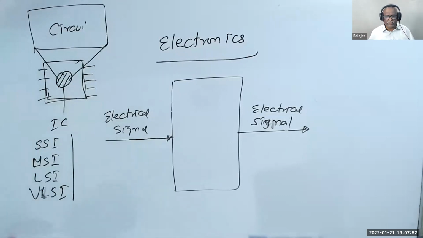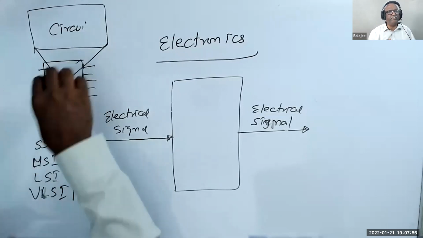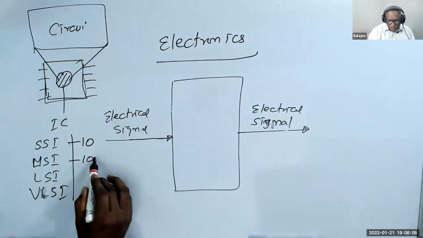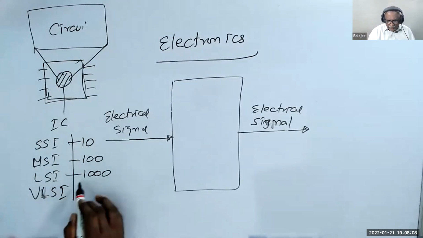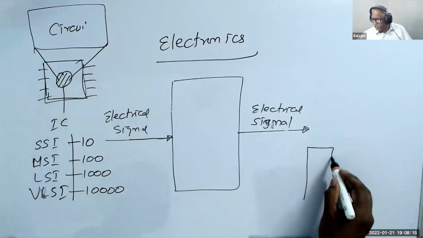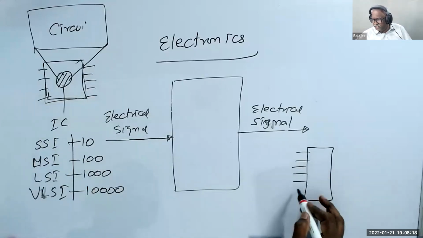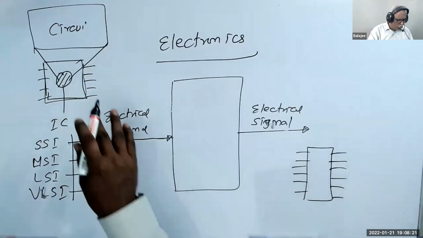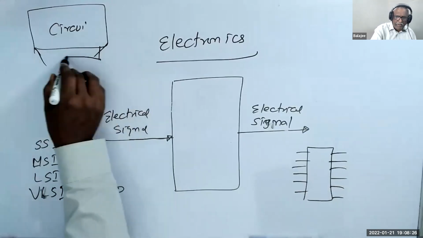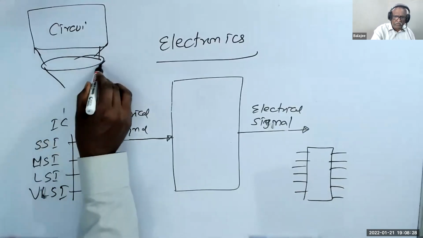You understand how many transistors we put inside the silicon? That's it. Initially they put only 10 transistors in the 1950s. Then they put 100. Then they put 1,000 transistors. Then they put 10,000 transistors. Now you'll be surprised. How come on such a small IC, they put 10,000 transistors? What they did was they used a lens and minimized it.